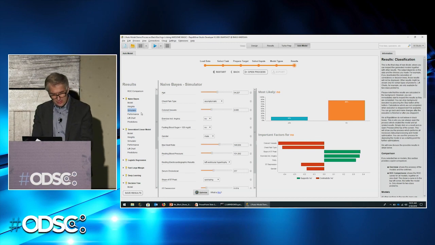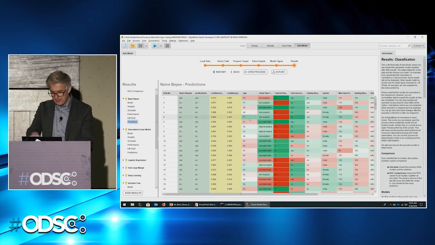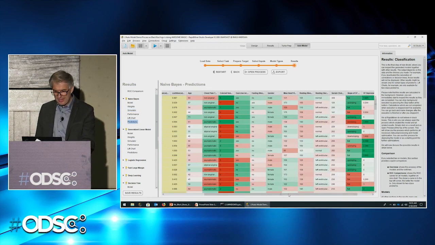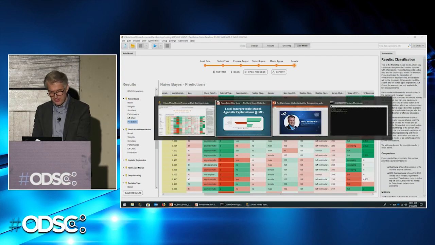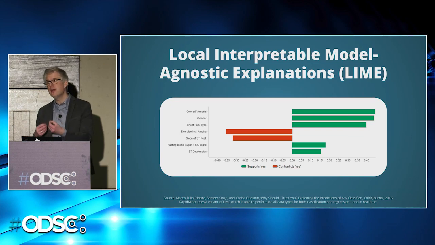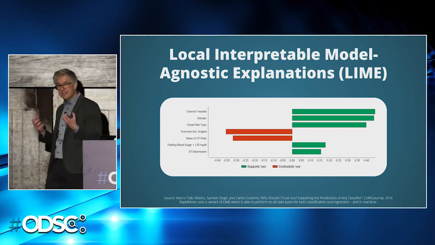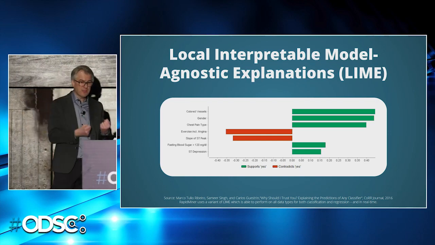So we can also show this pretty much for all the rows at the same time. So dark green means it's strongly supporting, dark red means it's strongly contradicting. So at least, even if you don't know how the model exactly works, for every prediction at least you can get the explanation, why is the prediction made.